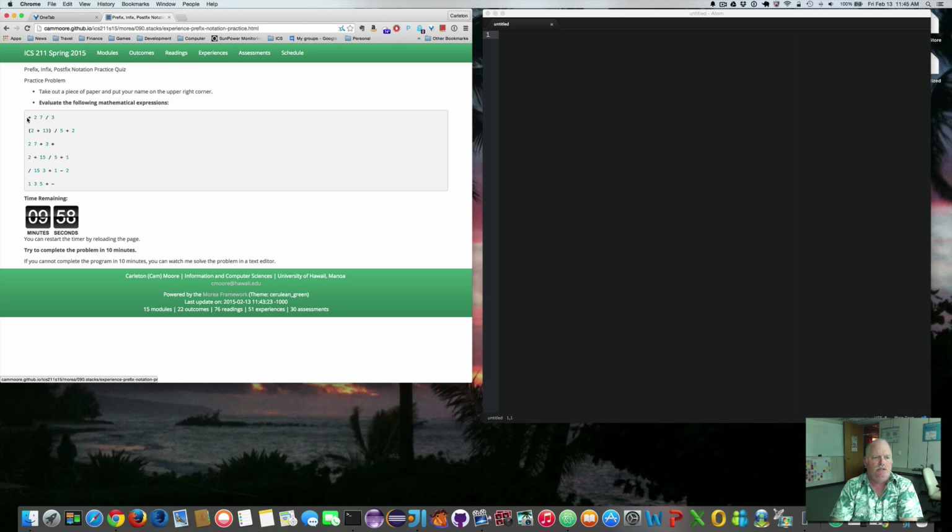So the first equation is plus 2 7 divide 3. So I'll just copy that into my text field. And so what do I need to do? I need to add 2 and 7. I get 9. And then I end up with the equation 9 divided by 3, which is 3. And that's prefix notation.